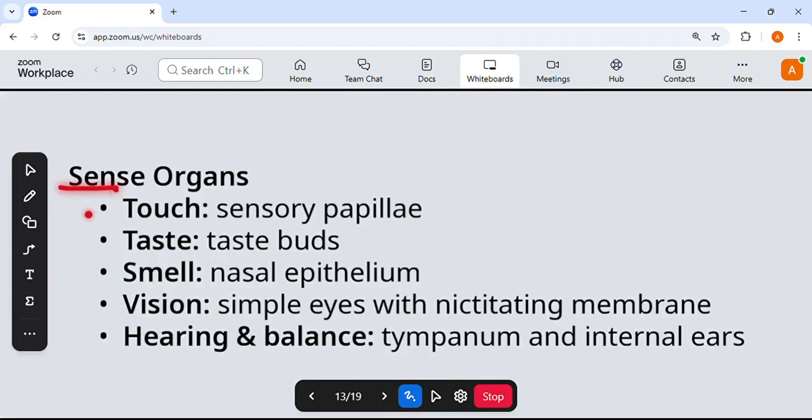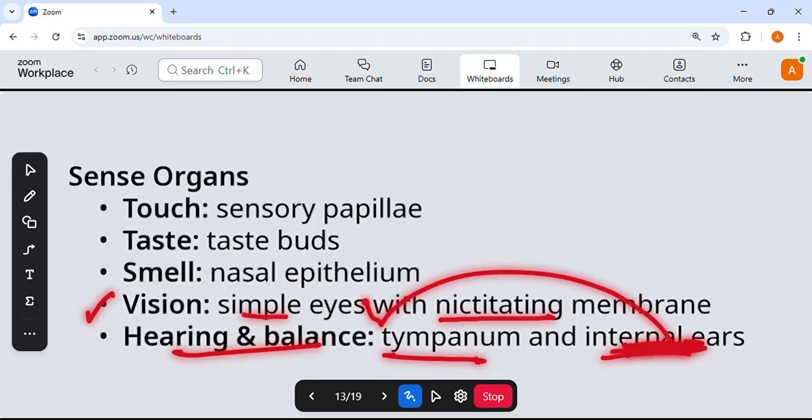Sense organs: they have touch through sensory papillae, for taste they have taste buds, for smell they have nasal septum, and they are basically not well developed. They are just the cell aggregation around the nerve endings. Then vision is through eyes, simple eyes with nictitating membrane. Hearing and balance is by tympanum, and internal ears they have. Internal ears are for balancing. Do remember, internal ears are for balancing.